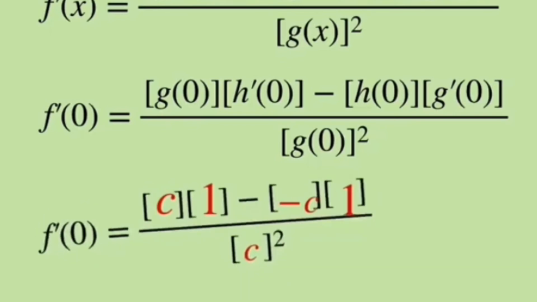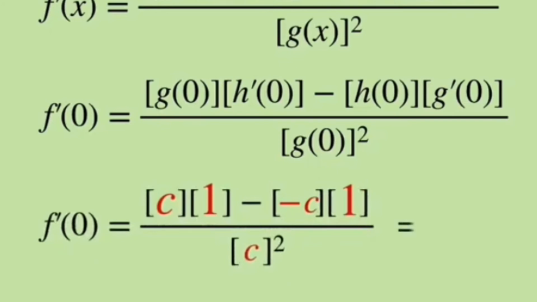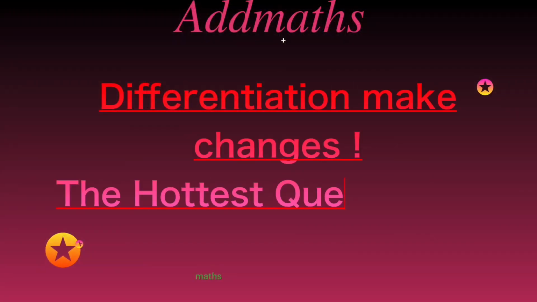Let's simplify the answer. So you have c times 1 minus negative c, so it's actually c plus c over c squared. c plus c will be 2c, so 2c over c squared. Finally, you cancel out one of the c's up and down. So your answer is 2 over c. This is the final answer for this question.